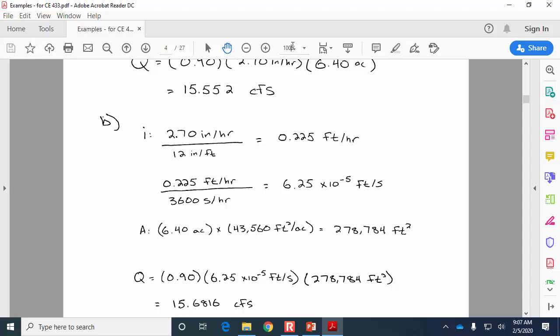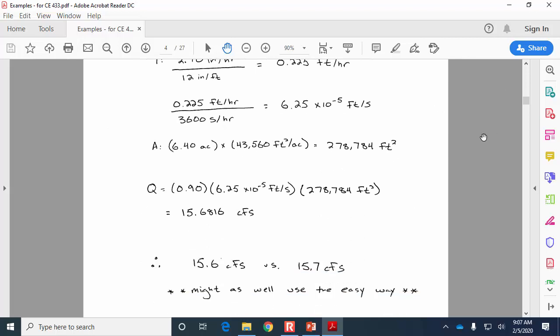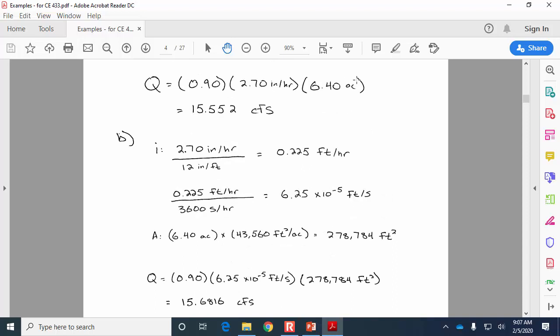And so we usually just conclude that with Q equals CIA in CFS, we might as well use the easy way and not bother converting the inches per hour into feet per second, or the acres into square feet. It's just one of those rare victories that the traditional unit system will give you when the units work out in a reasonable way. So we'll take it. All right, any questions about that illustration?